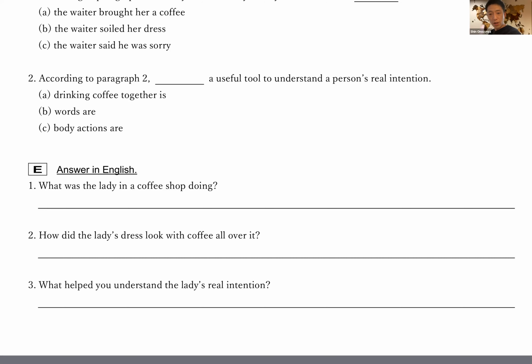What helped you understand the lady's real intention? Yes, so the answer is the way she looked at him and the way she talked to him helped you understand the lady's real intention. Yeah, maybe you can find the text. You can find the line in the paragraph, right?